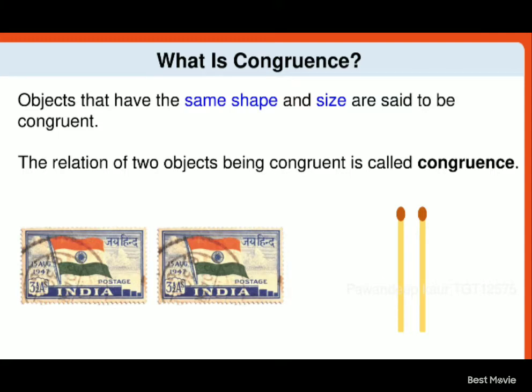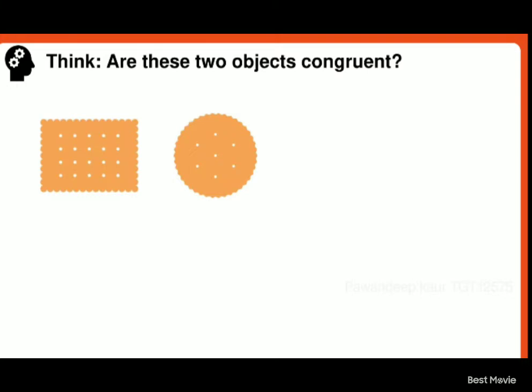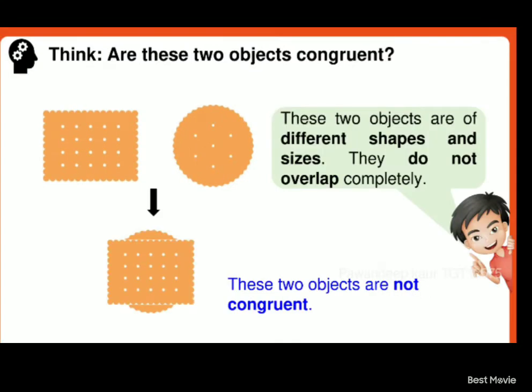One more example is there. Are you able to see on the screen? Are these two objects congruent? No, they are not congruent. Why so? Because their shape and size are different and they are not completely overlapped. Even they are not overlapping each other. So we can say these two objects are not congruent because they have different shape and size and they do not overlap each other.